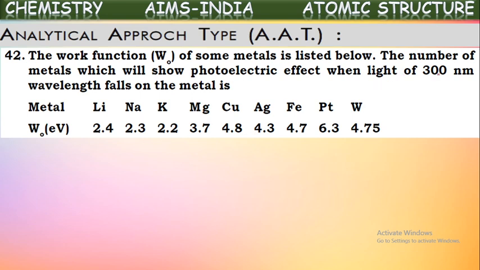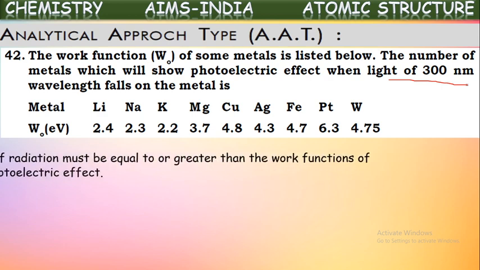To know that, first we have to identify the energy associated with this photon, which has 300 nanometers wavelength. If the energy passed is greater than the work function of the metal, then that metal can exhibit the photoelectric effect. If the energy is less than its work function, then that metal cannot release electrons and cannot exhibit the photoelectric effect. So first we have to calculate the energy of the light. Let us see the solution.